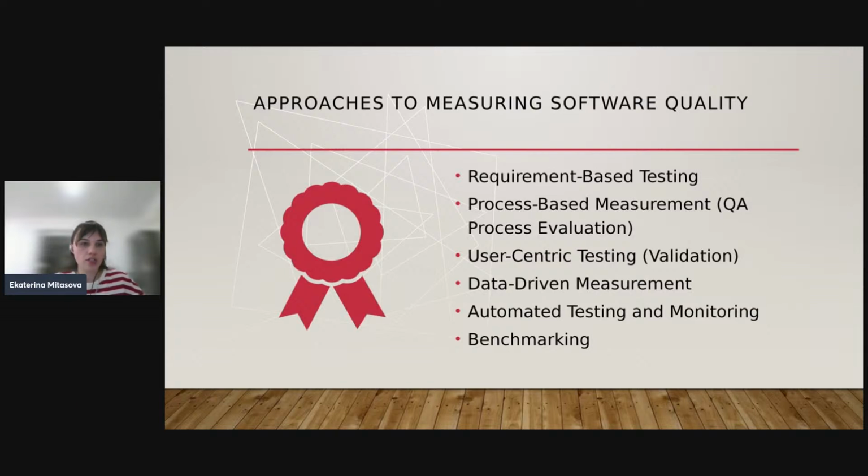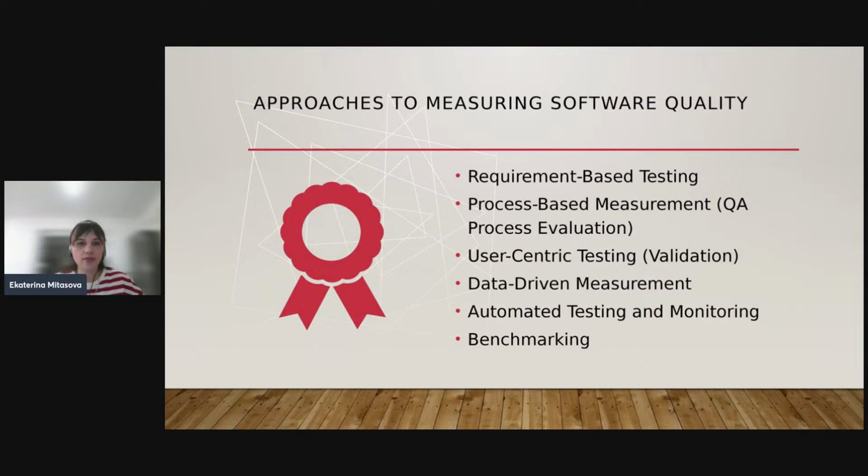Also, another approach is automated testing and monitoring. Tools such as Selenium, JMeter, SonarQube, or Dynatrace can automate quality checks. For example, security scanning, performance testing, and code coverage. And continuous monitoring in production detects defects, anomalies, regressions, or service level agreement violations.